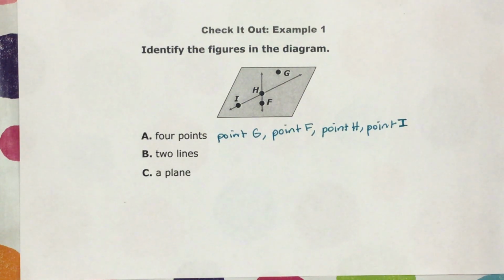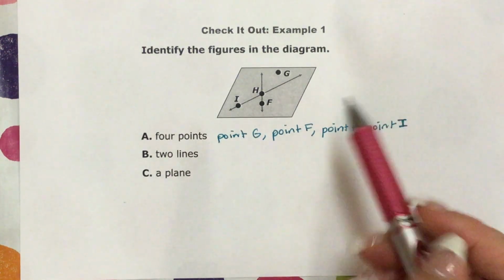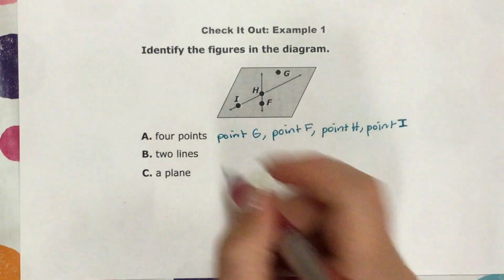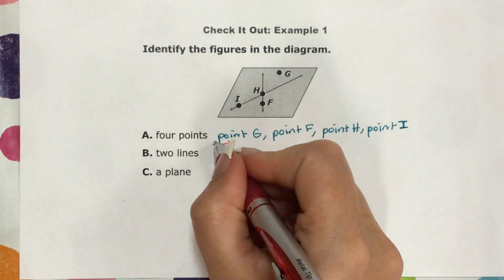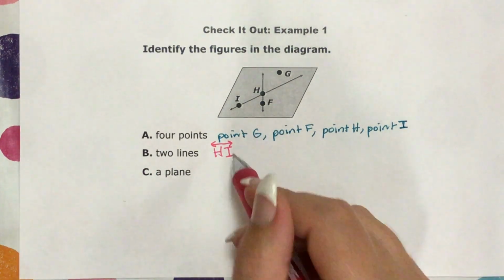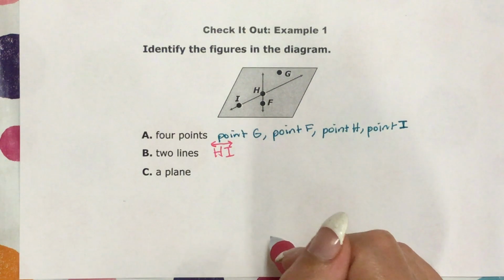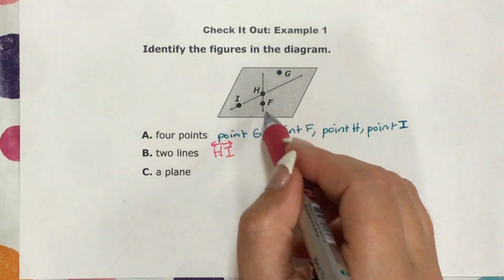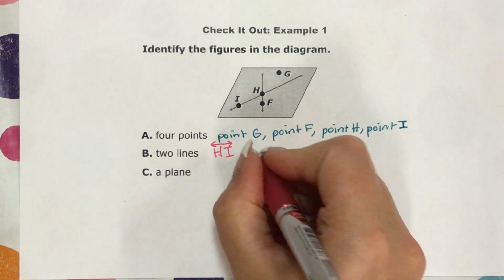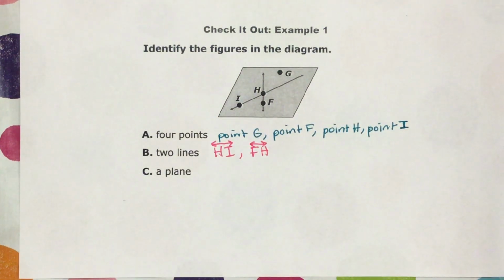All right, let's look at the next one. Okay, two lines. We need to label two lines. So I see that there's a line here. I'm going to call that HI, and make sure you put that little line symbol on top of it. That would be one. If you wrote IH, that's okay. But HI is totally better. No, it's not. It doesn't matter. I'm just kidding. Okay, on to the next one. The next line I see is FH, with a little line on top, or HF. Either one works. Perfect. If you got that right, great job.